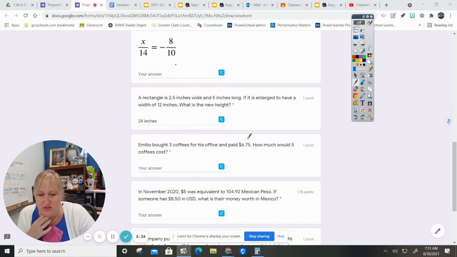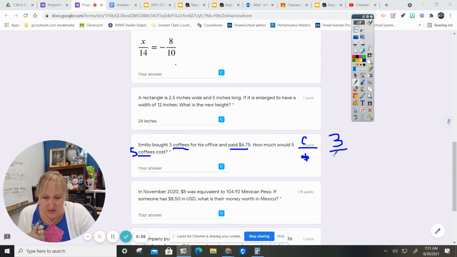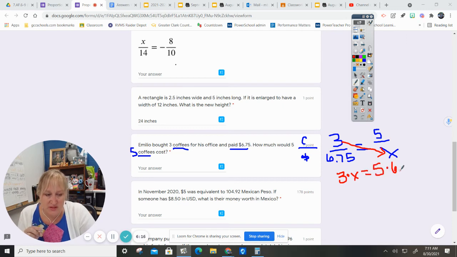Emilio bought 3 coffees for his office and paid $6.75. How much would 5 coffees cost? So the two things being compared are coffees and money. Coffees, which we got 5 of them. So we're going to put coffee over money. 3 coffees is $6.75. That should be equal to 5 coffees to unknown. Now I'm going to cross multiply. 3 times x equals 5 times 6.75.